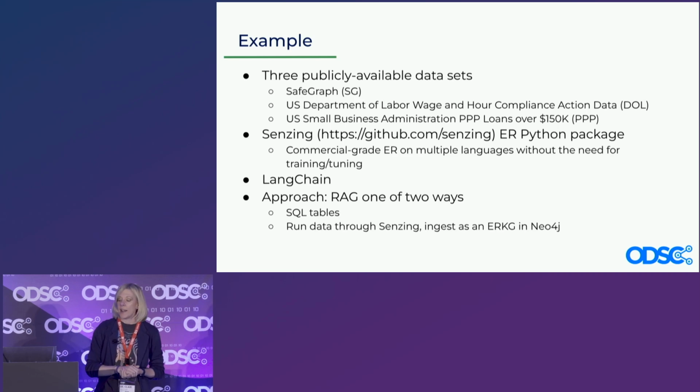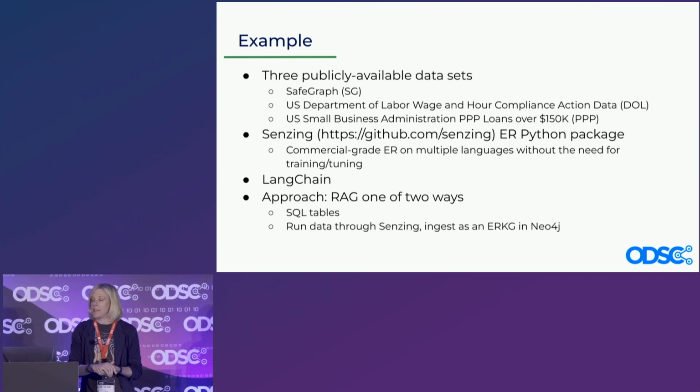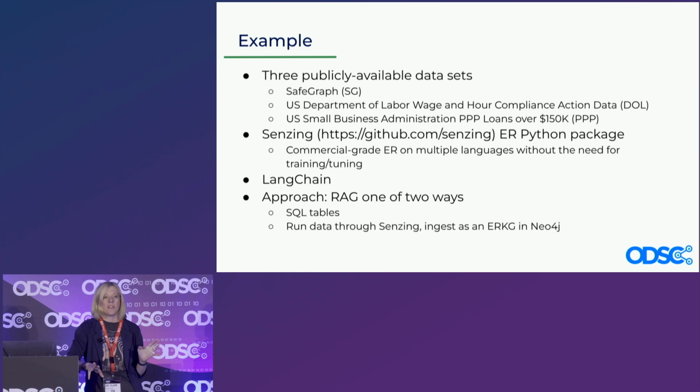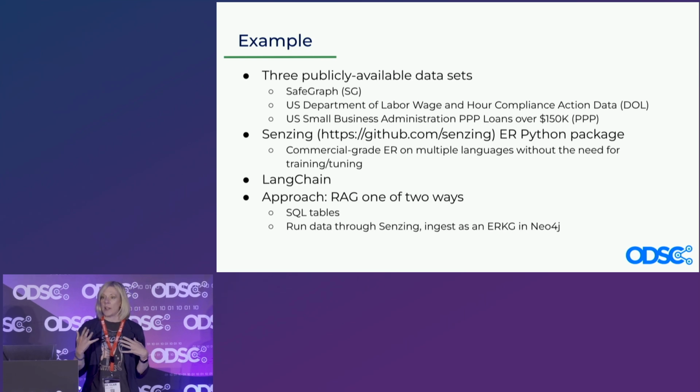I went and got some publicly available data, 3 different data sets that I thought were kind of fun. One is called SafeGraph. SafeGraph is just a publicly available data set of places and organizations and things like that. I chose the Las Vegas area just because it's a nice, confined geospace. Then I looked at the Department of Labor wage and hour compliance data. So this is how many violations did a company have on wage and labor laws?